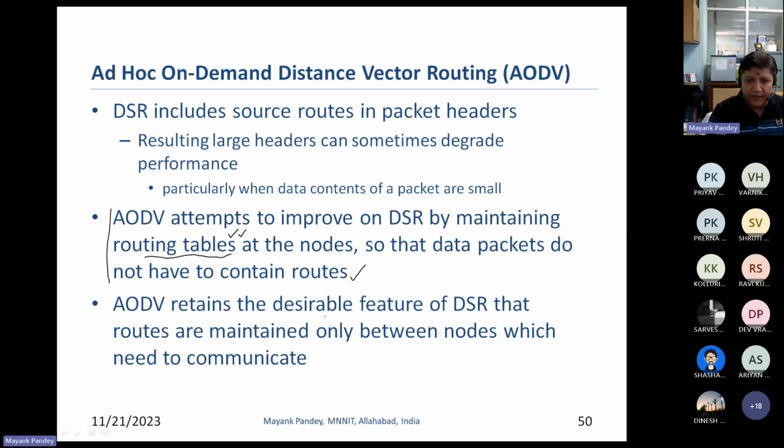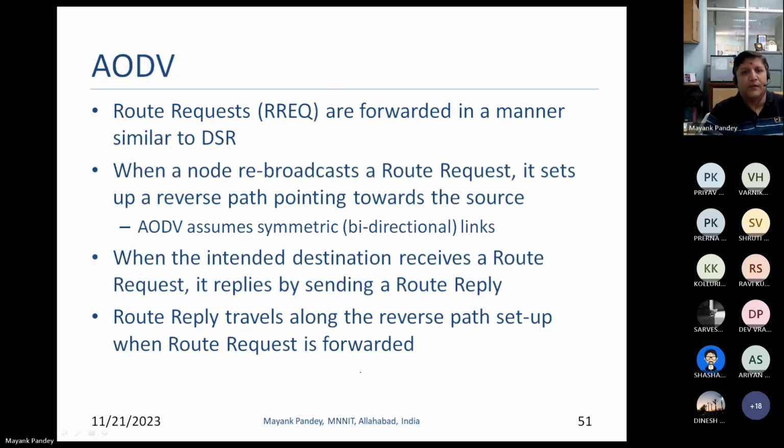Obviously, AODV retains the desirable feature of DSR that routes are maintained only between nodes which need to communicate. It's a kind of on-demand. So if A and D want to communicate, only then will we think about finding the route and maintaining the route. Otherwise, not needed. Here also we'll use RREQ, route request packet, similar to DSR.